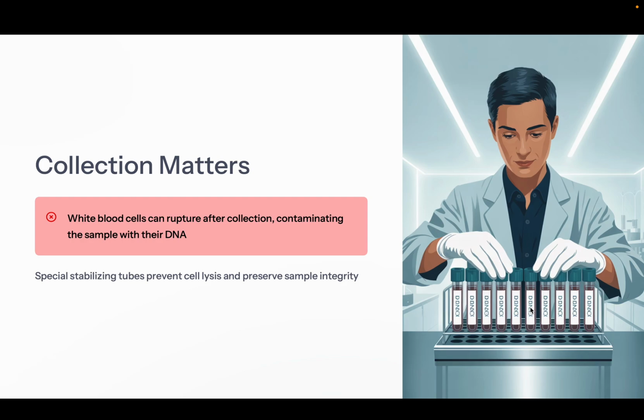Something important to note is that white blood cells themselves can contain a lot of DNA inside their nuclei. And if they break open after the blood is drawn, they can spill DNA into the plasma and contaminate the sample for which we are looking for the cfDNA of. So that's why we use special collection tubes that stabilize the blood and keep white blood cells intact until the plasma is separated in the lab.